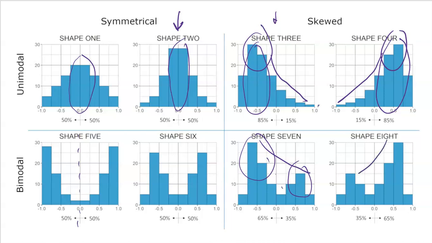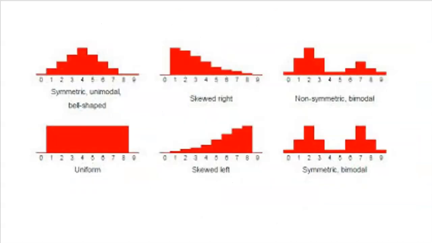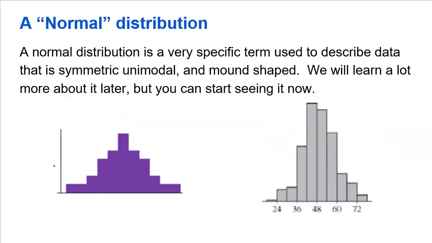Same thing here, we see the skewed left. It definitely is going down as we move to the left. Even though it peaks back up for a little bit, it still doesn't reach all the way up to the original peak. So that's why that is still skewed left. So those are the 8 different shapes we see there, combining some of these words: symmetric, skewed, unimodal, bimodal. Here's a couple more as well, pretty self-explanatory, where we see the uniform, skewed left, skewed right, bimodal, and so forth.